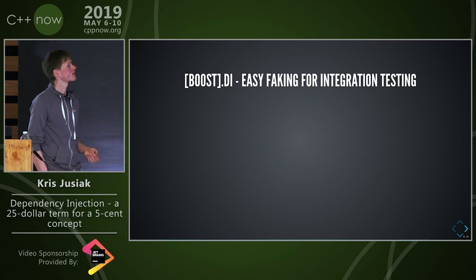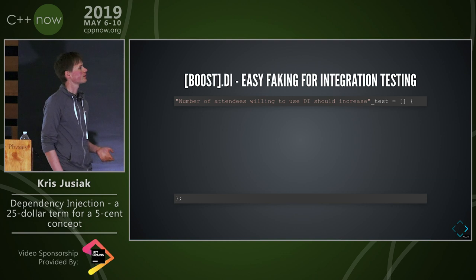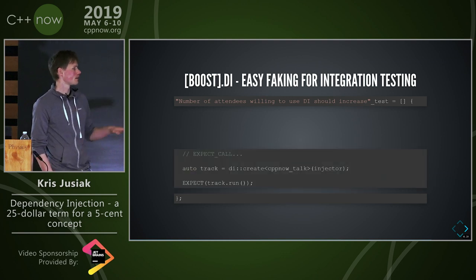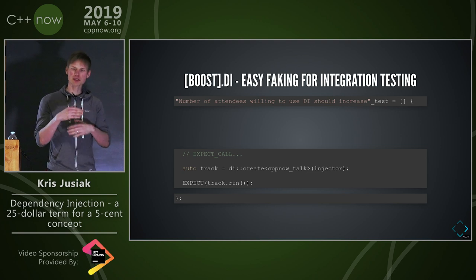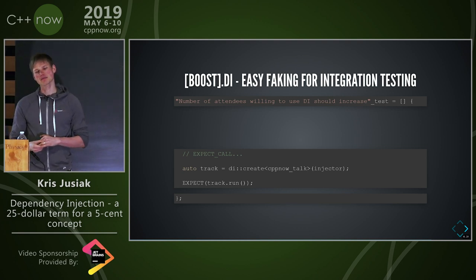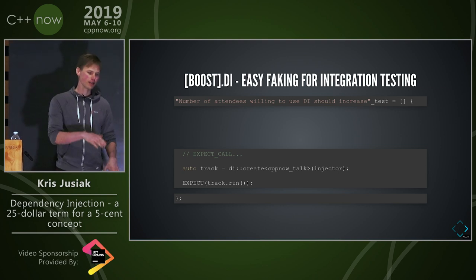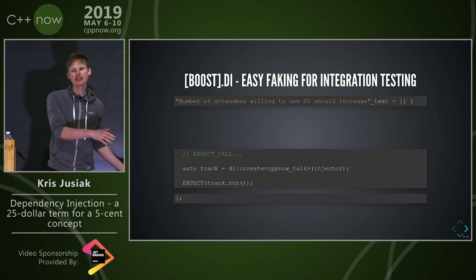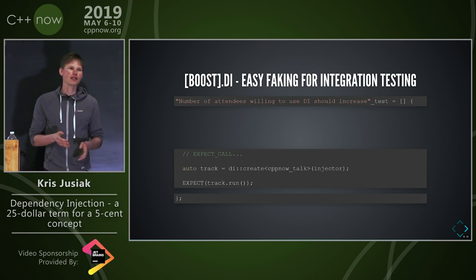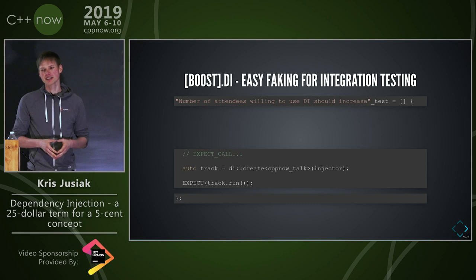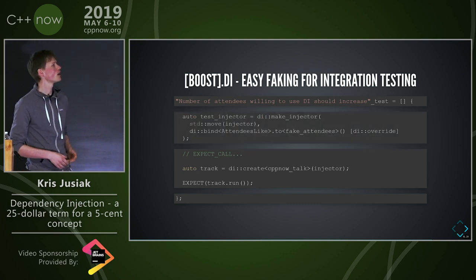It's the same with integration testing. So let's assume you have this test, and you would like to change just a bit of the wiring for the production code. We have the production wiring, which is hundreds of lines of binding, but we have a database or something which we don't really want to integrate with in our integration tests. So we would like to change just that part. So what can we do?